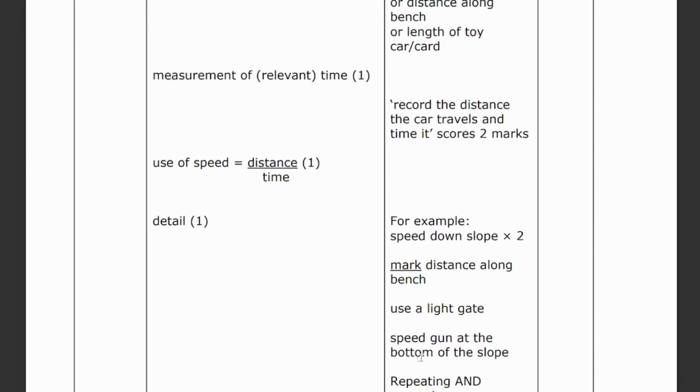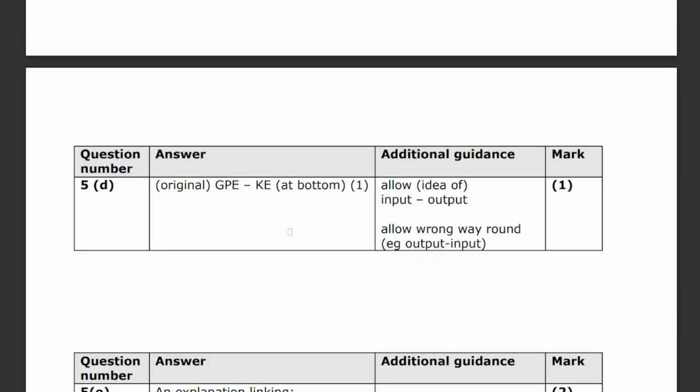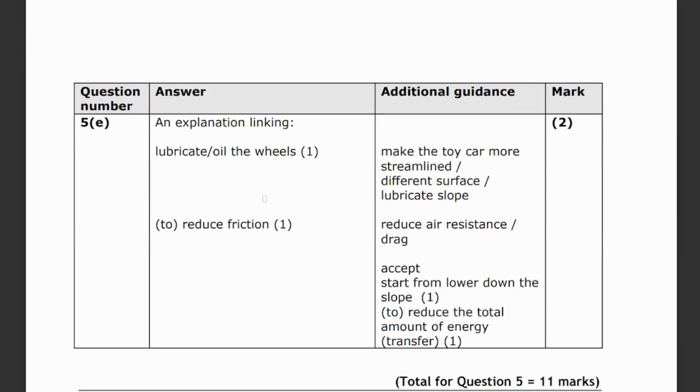So you can say next question. So what are you going to measure? The vertical height of the slope and the mass of the toy car. And to work out the difference, GPE minus KE at the bottom. And 5E, add lubrication or oil to the wheels. Why? To reduce the friction.